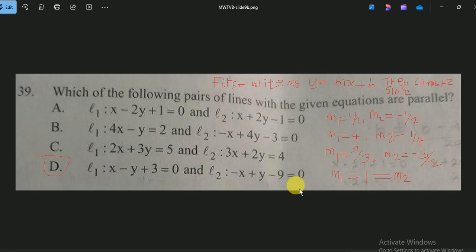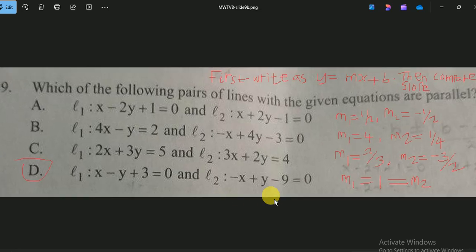The slope of L1 in D is 1, and the slope of L2 in D is also 1. The slopes are the same, so the lines in D are parallel. So the answer is D.